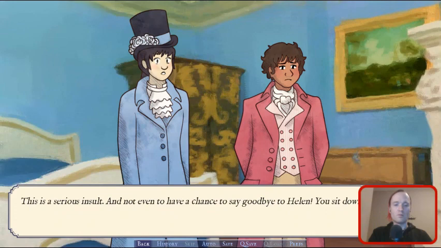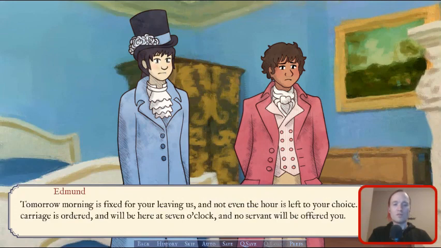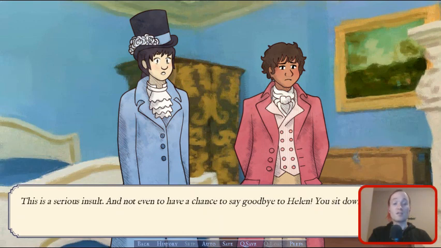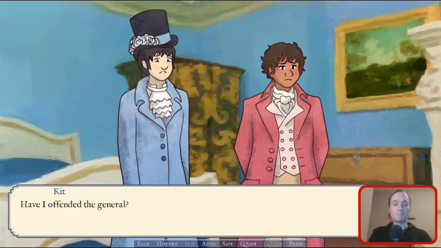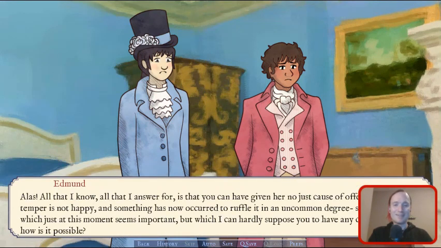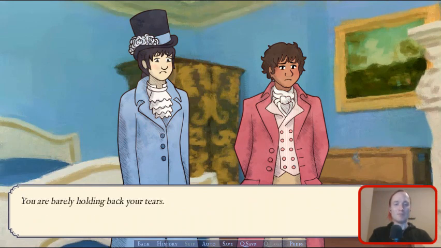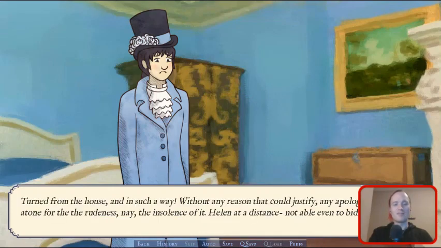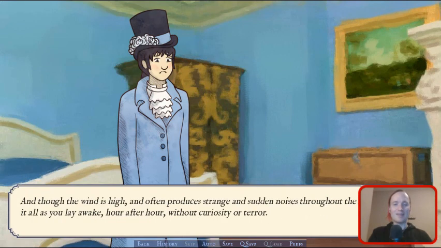Whoa. "Tomorrow morning is fixed for your leaving us, and not even the hours left to your choice. The very carriage is ordered." This is a serious insult, and not even a chance to say goodbye to Helen. "You sit down yourself. Have I offended the general?" Probably. Maybe her daughter told her that we think she killed her husband. Mm-hmm. Yeah. "You're barely holding back your tears." Seems like we got a bad ending. Yeah, that's fine though. We saw a castle, RJ. We did see a castle. That is all we wanted from our life.